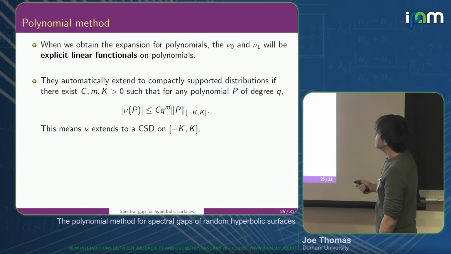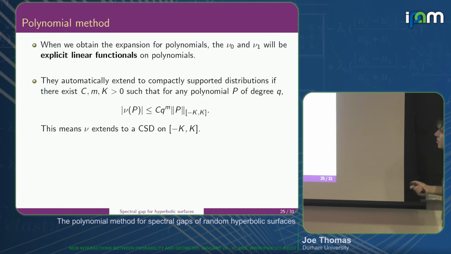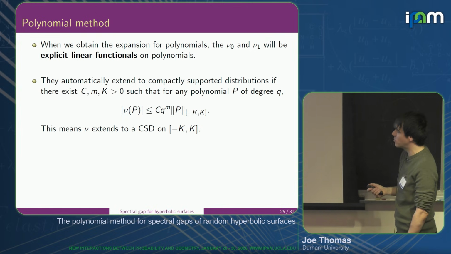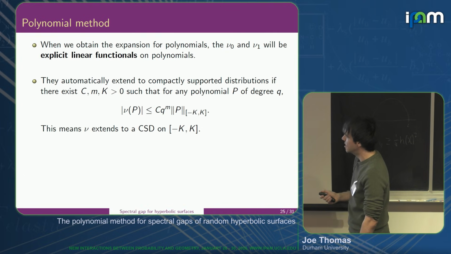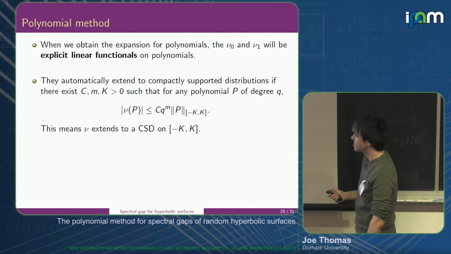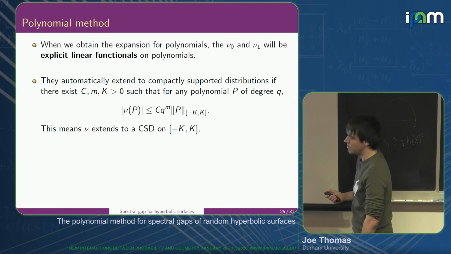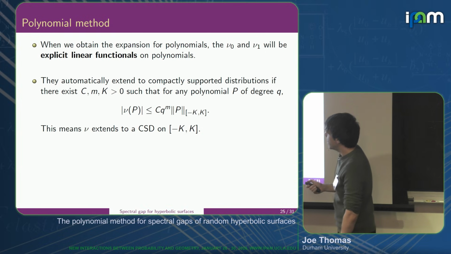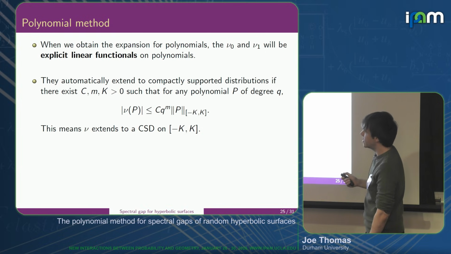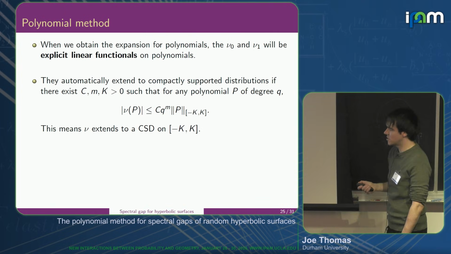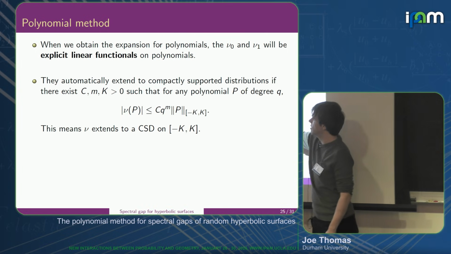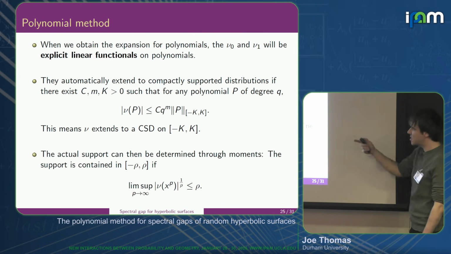So you automatically can extend a linear functional on the space of polynomials to one on a compactly supported distribution on smooth functions if you can prove a bound like the following. So it's a bound of like a constant times the degree of the polynomial to a power m times the sup norm of that polynomial on some interval. And the c, m, and k are going to be fixed. They are independent of the degree. And if you can prove such a bound, and this is going to be a very natural bound that comes out of this polynomial method, then you automatically get an extended linear functional to compactly supported distributions on the interval minus k to k.